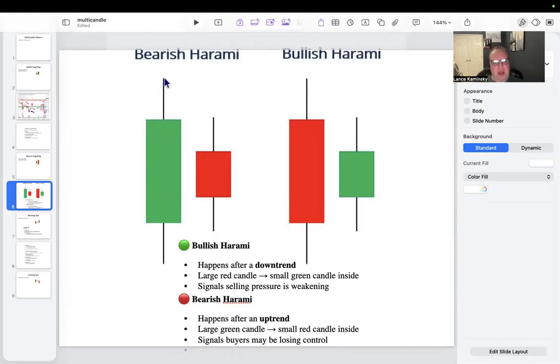Happens after the uptrend, large green candle, small red candle inside. Buyers might be losing control here, and you can look for a bearish setup, especially if it's at a level or EMAs. Bullish setup's the same idea, just opposite. Started here, brought it down here, closed here. And then you could see how the buyers are stepping in, and we close a little bit higher than the open. Selling pressure could be weakening. Again, do this next to levels, EMAs, VWAPs.